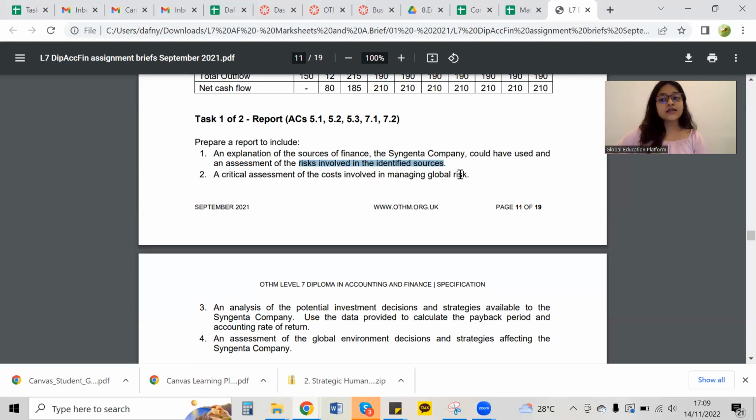Okay, because there is a critical assessment needed. So you just can't put, in point form, okay, these are the global risks and these are the costs. It's not the way you write. Instead, you should identify the global risks and you need to identify the costs and the ways in which it could be managed. Also, if there would be any problems in management, you could also highlight that because they are asking for a critical assessment. So you talk both sides for a critical assessment. Okay, that is point number 2.